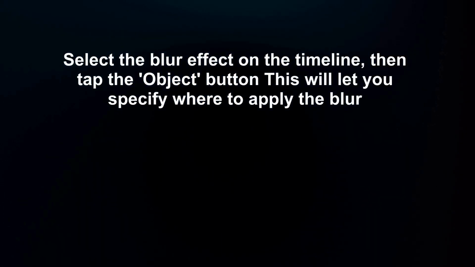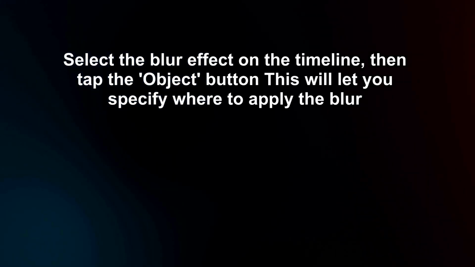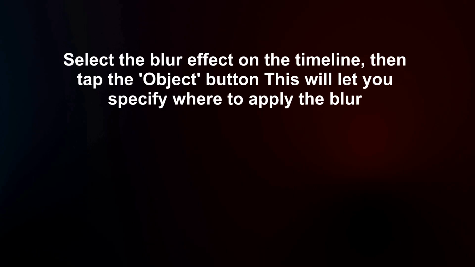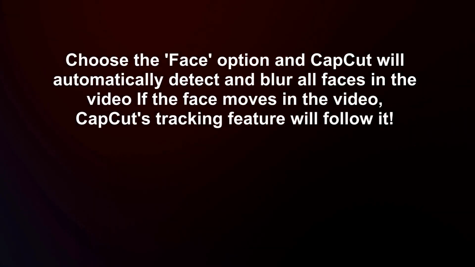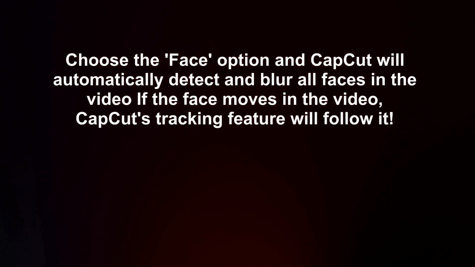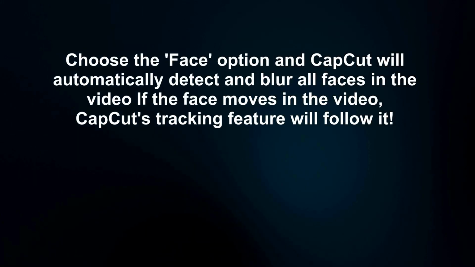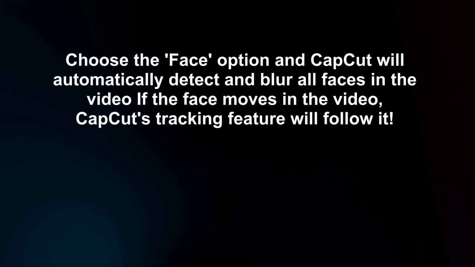Select the blur effect on the timeline, then tap the Object button. This will let you specify where to apply the blur. Choose the face option and Capcut will automatically detect and blur all faces in the video. If the face moves in the video, Capcut's tracking feature will follow it.